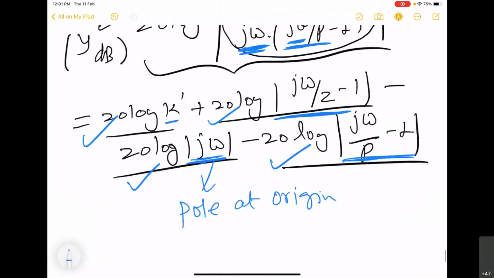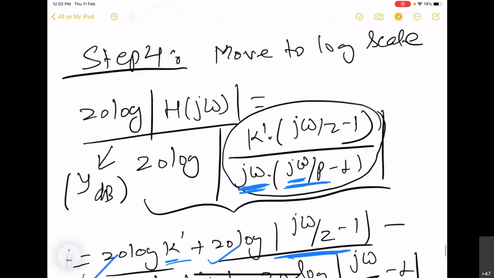So if we know the plot of each of these four simpler factors, then we can simply add them to find out the overall plot. So this will give you the magnitude plot. This is the first part of the Bode plot, or the frequency response.